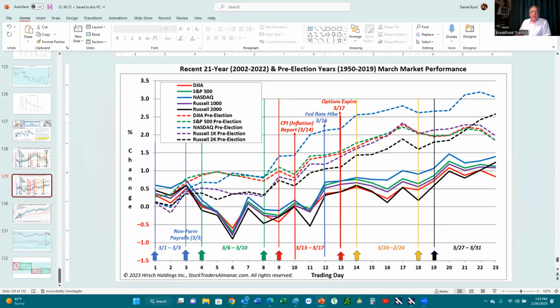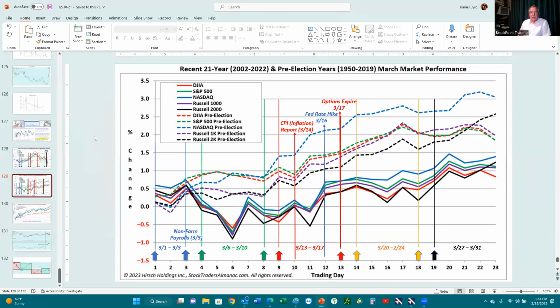Then the Fed rate hike on the 16th. 25 basis points is pretty much what's expected. I think there is talk now that 50 might be in the cards, and we'll see what happens with the jobs report this coming Friday. If that comes in really strong like it did last time, then the Fed will have cover to go 50 basis points, and they might. But you see the rest of March continues higher after the middle of the month.